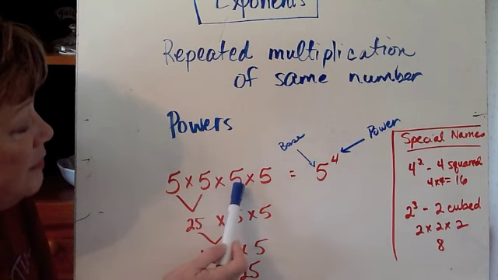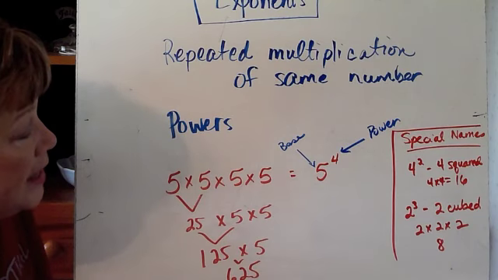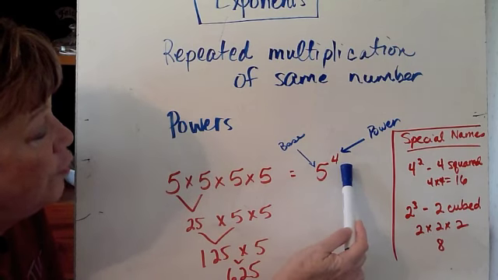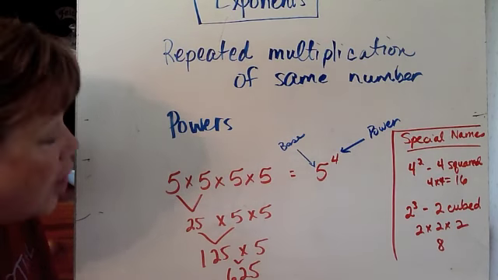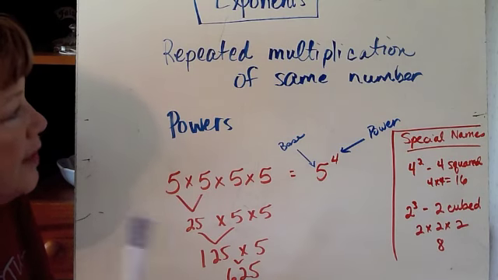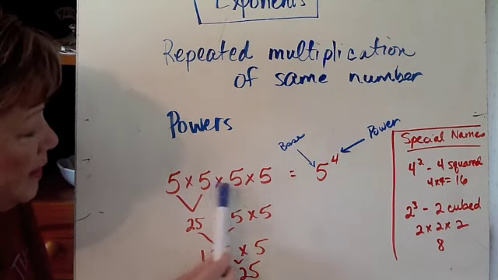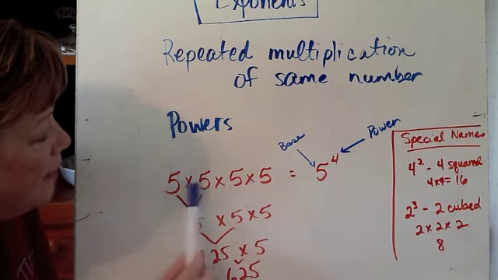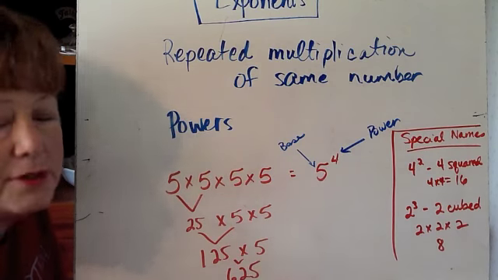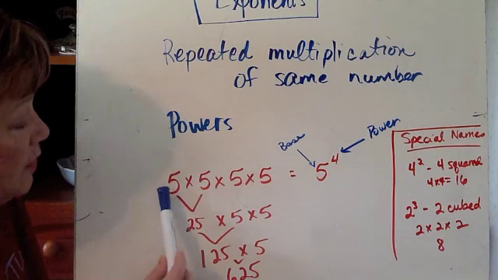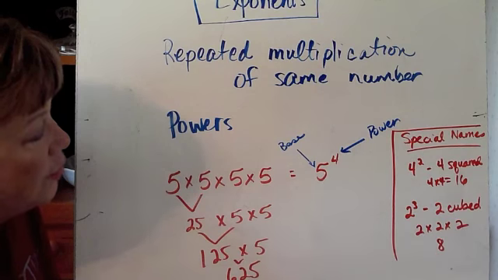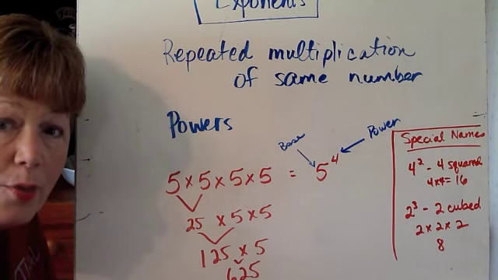5 times 5 times 5 times 5. So that would be the exponent of 5 to the 4th power. I know that because the number that I am repeating is 5. That's my base number. And how many times it's repeated becomes my power. So this is 5 4 times, so it's 5 to the 4th power.